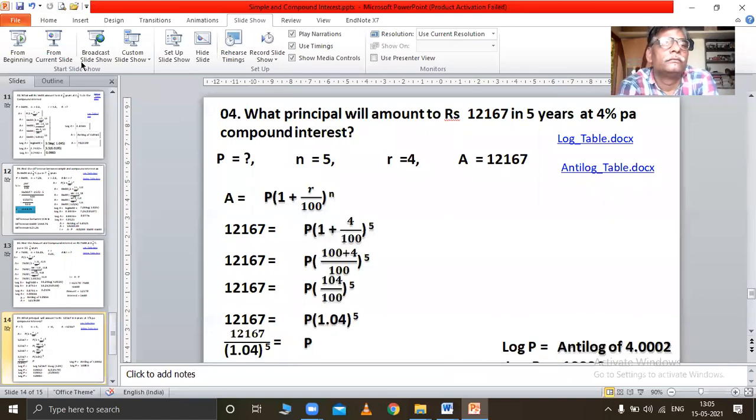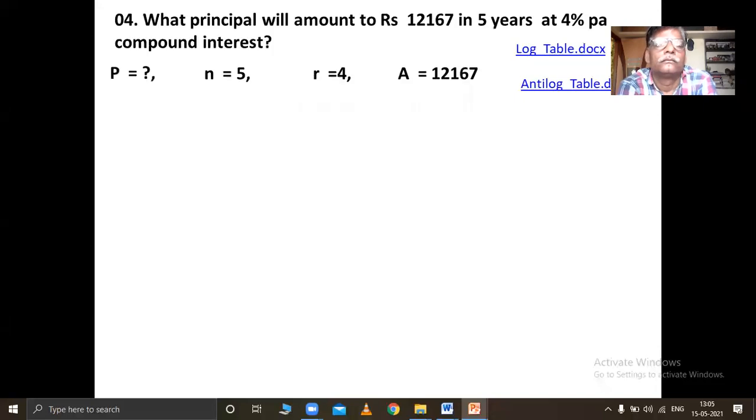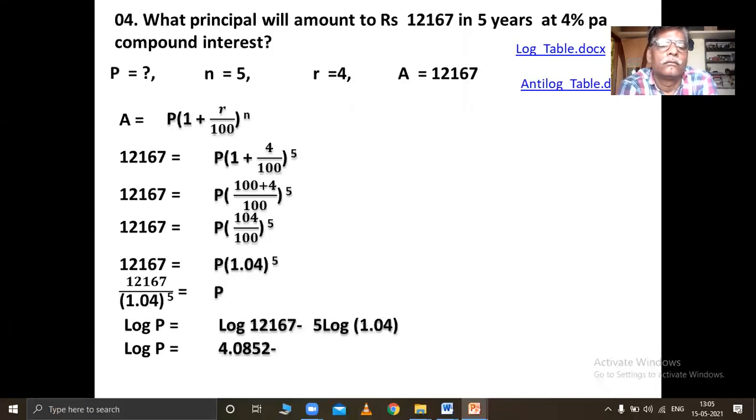Yes, come on, tell me. 0852. Am I right? 0852. Then log 1.04. How to see this one in the logarithm table? You see this, 1.04. How to see this in the logarithm table?